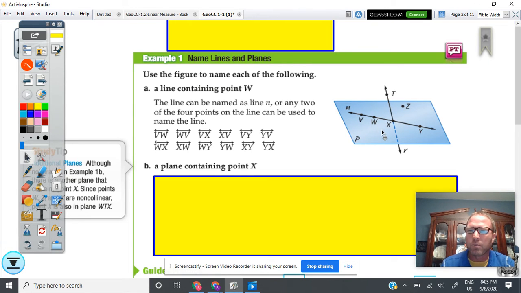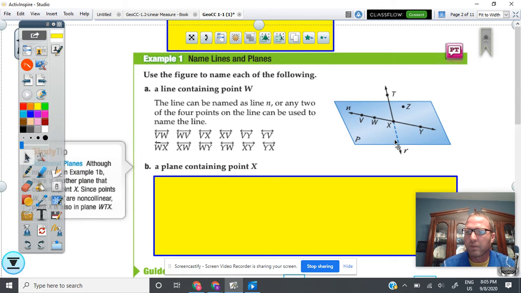Again, the tricky part that the book does not get to here is, even though WXT would make a plane containing X, the book does not give that answer because it is not drawn in this example. Something that would not work is, you cannot name a plane with 3 collinear points. They can't be in a straight line. Also, it would have to contain X. Remember that this is a line coming down through the plane, and that this on the back part here means that you cannot see it.